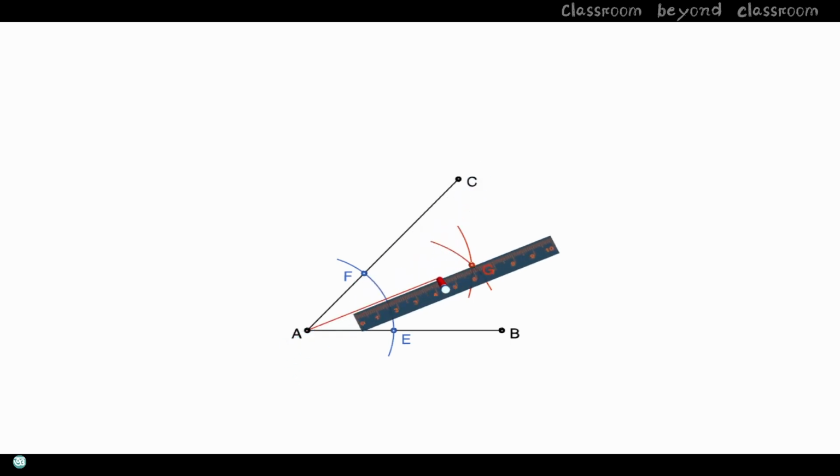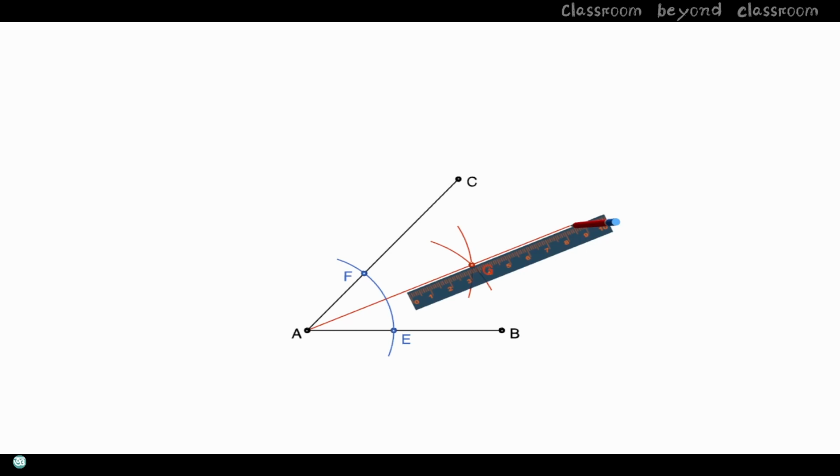Now join AG and you can extend it. Now this is the bisector of the angle BAC. So this way we have bisected the angle BAC, and the bisector is line AG.